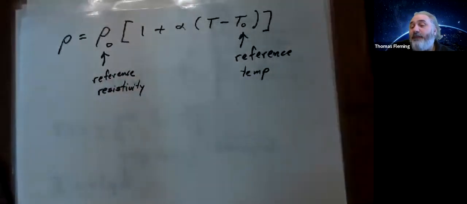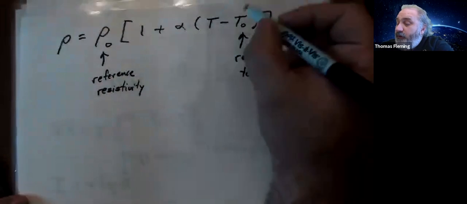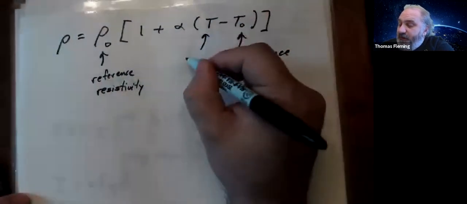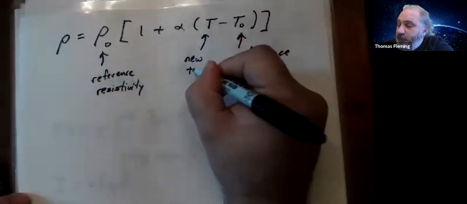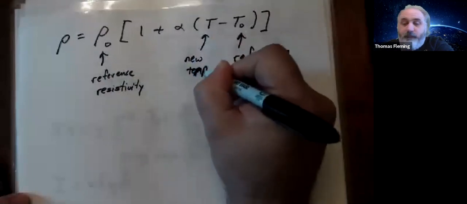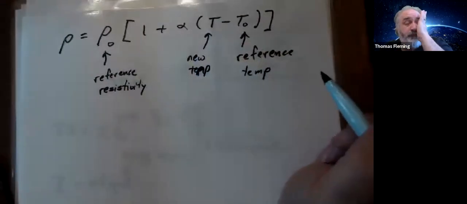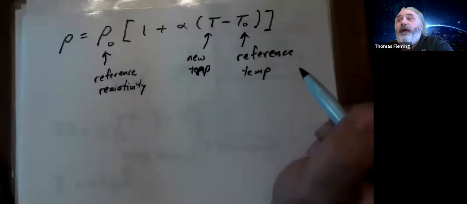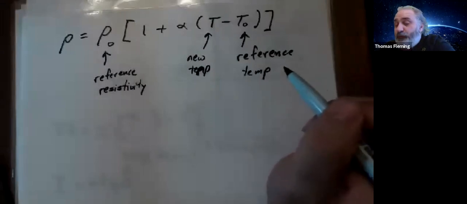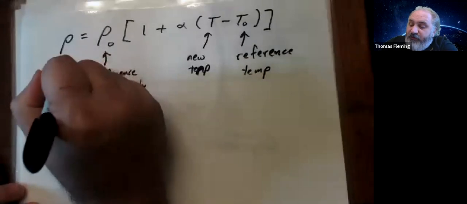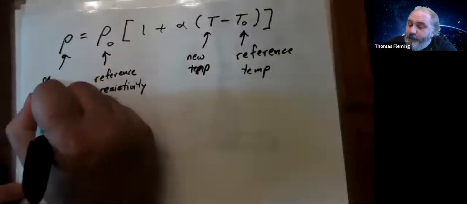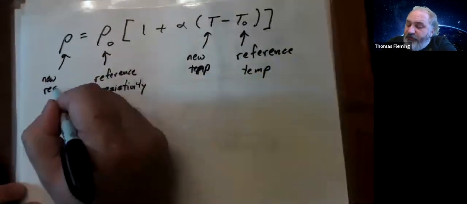Now I take that same piece of wire and I heat it up or cool it down. I change whatever temperature that object has, and I heat it up to some different temperature. So this is the new temperature that I heat it up or cool it down to. Well, at that new temperature, I'll get a different resistivity. So this is my new resistivity.